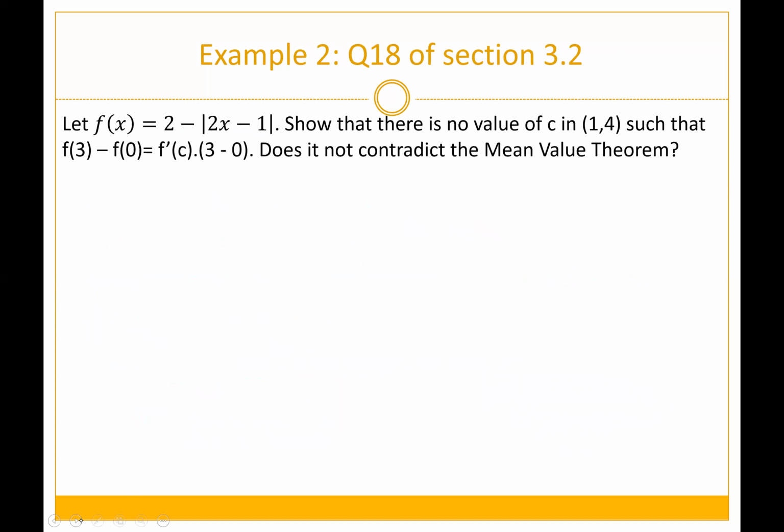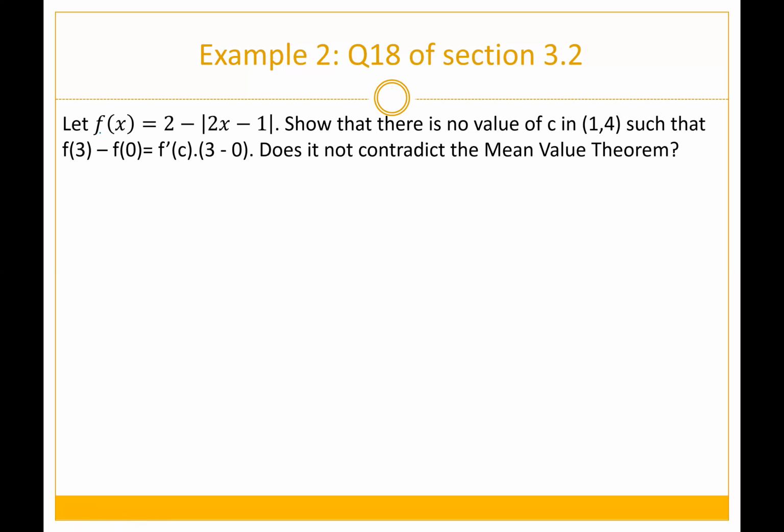Now we're going to do the same thing for the second example, where you have f(x) equals 2 minus the absolute value of 2x minus 1. Show that there's no value of c in the interval from 0 to 3 such that f(3) minus f(0) equals f prime of c multiplied by 3 minus 0. Does it not contradict the mean value theorem? Okay, so the step is the same. We're going to check the conditions.